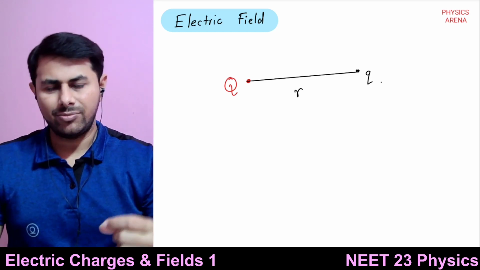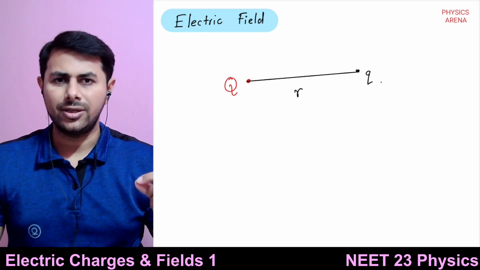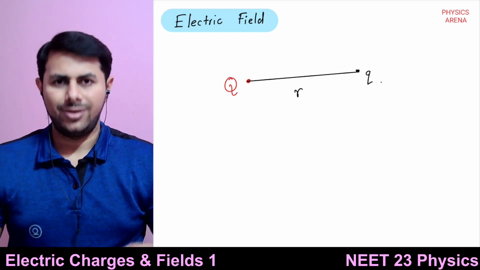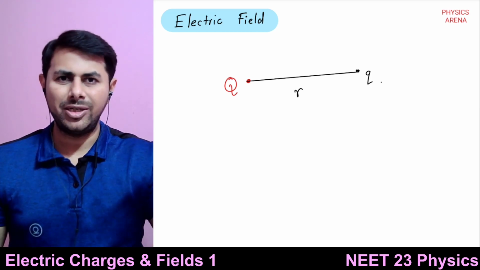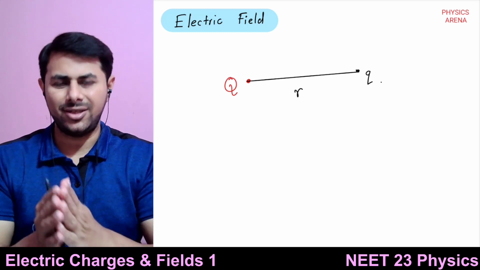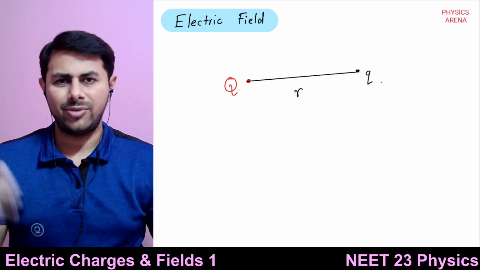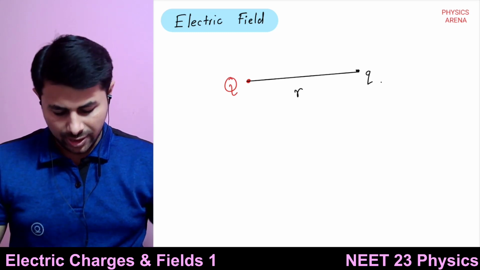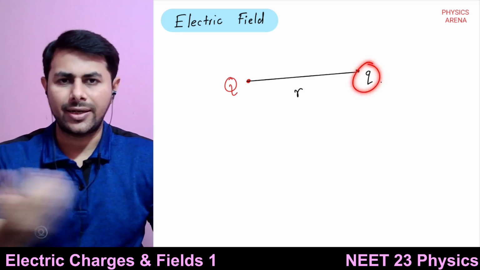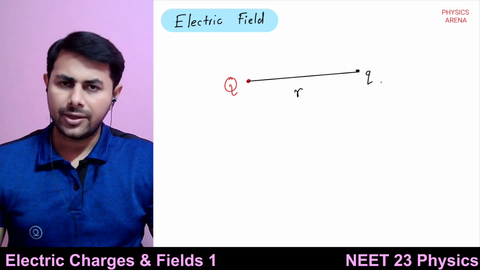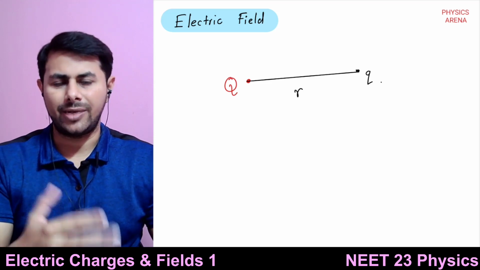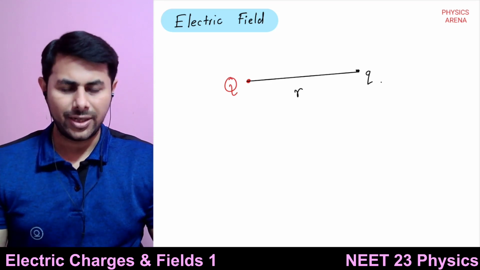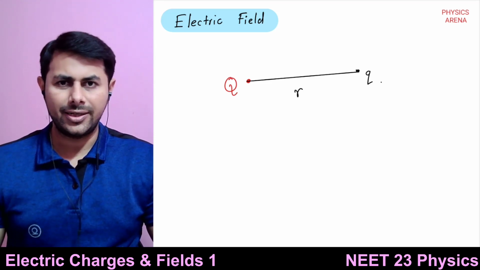You bring in that charge from that position to this position and you keep it there. Now what happens? The moment you keep that charge there, you see that there is a repulsive or attractive force between the two charges. Okay, so either the small q will get attracted towards capital Q, or it will get repelled by capital Q.